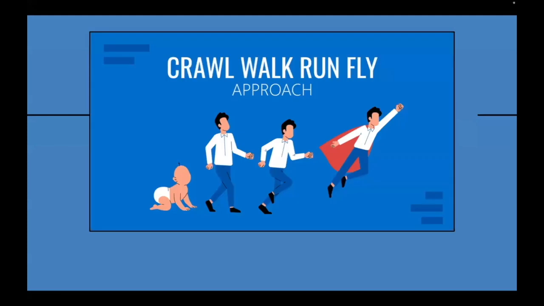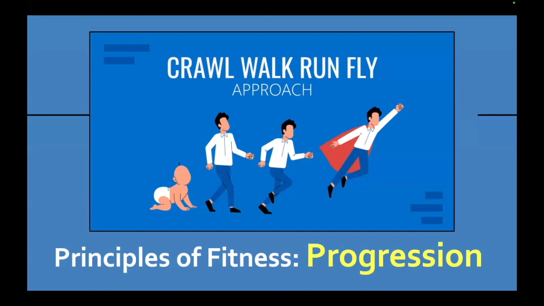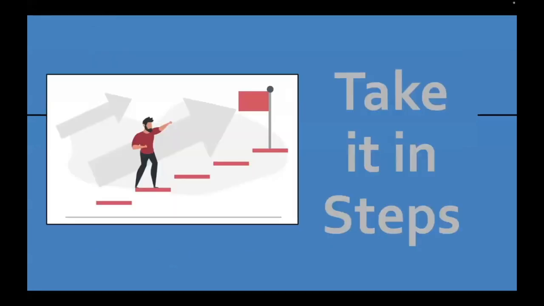When we're talking about living, there was a time in your life where you started to crawl, and then eventually you learned to walk, and then you started to run, and hopefully we'll teach you how to fly someday. But in fitness terms, we call this a progression. When we talk about a progression, we just take it in small steps.